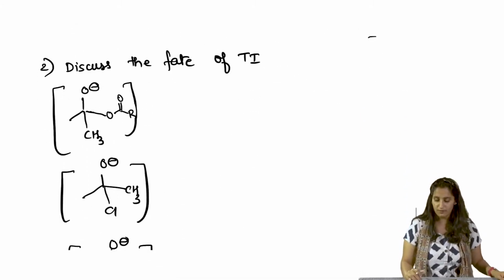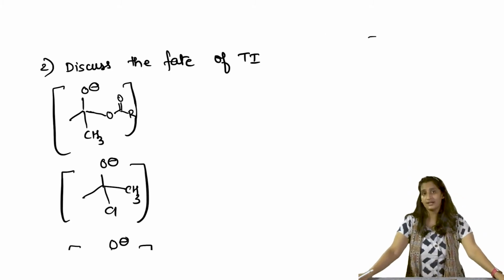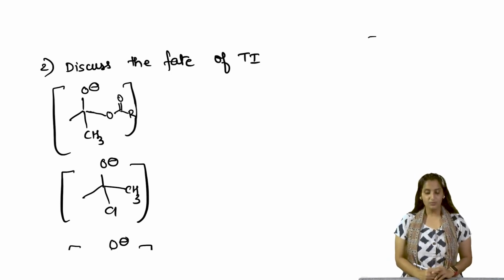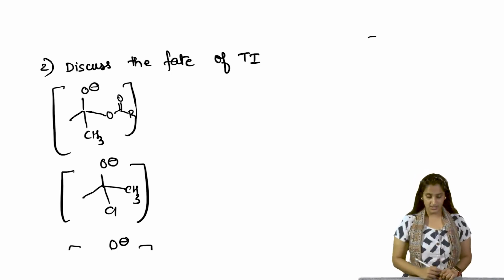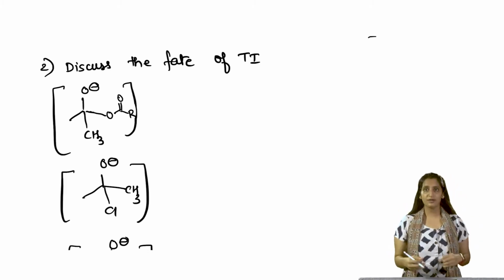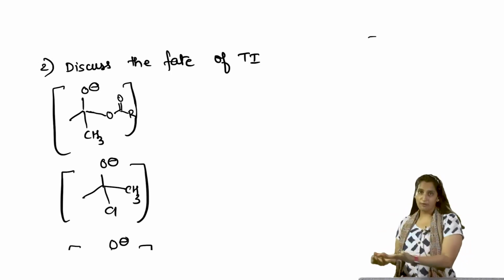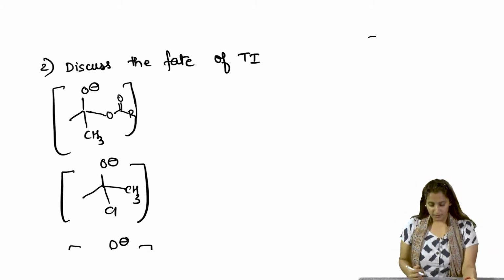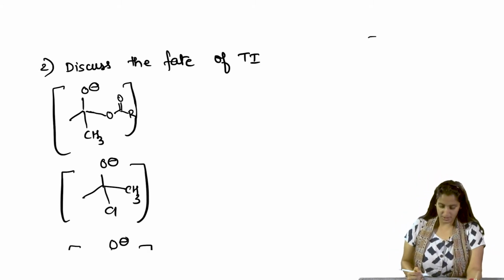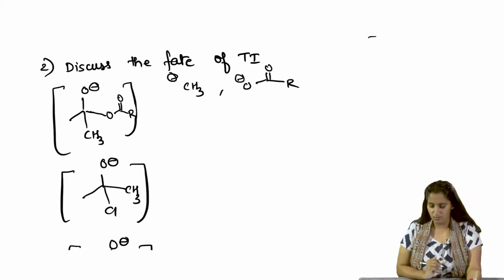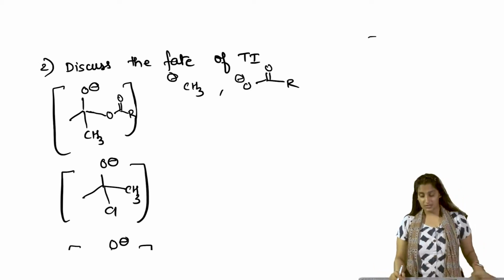Let us try to solve question number 2, which is to discuss the fate of the tetrahedral intermediates that are formed here. So, that is, discuss the fate of the tetrahedral intermediate in this case. In each case they have given us a tetrahedral intermediate. Now, they want us to discuss what will happen, whether it will collapse, and if it collapses to reform the carbonyl bond, which of the leaving groups will leave. So, in the case of the first one, if this tetrahedral intermediate collapses, we have two options. We have either CH3 minus leaving, or we have this particular group which is a deprotonated carboxylic acid leaving.